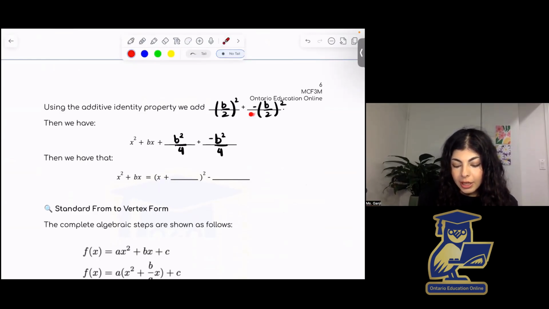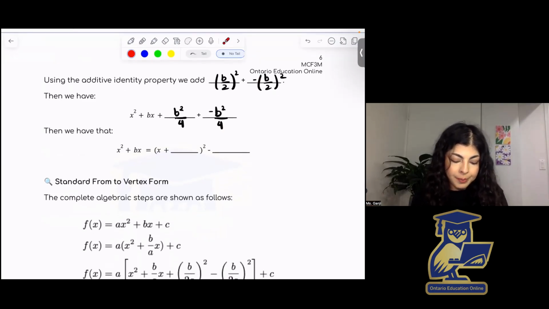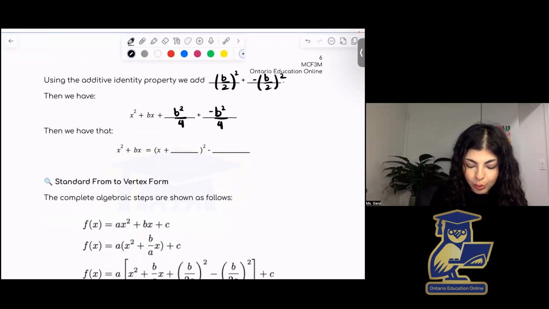And the minus here is outside the bracket, so you have to distribute the exponent first to get b squared over 4 and keep the negative there. And then that holds for our additive identity property. And now, completing the square, we have here, and this you should know from perfect squares, that this would be b over 2. And whatever we have left is that negative b squared over 4.